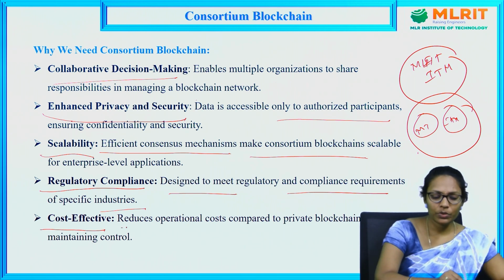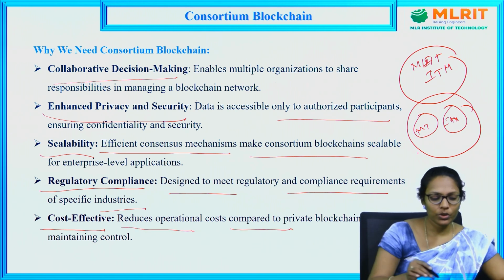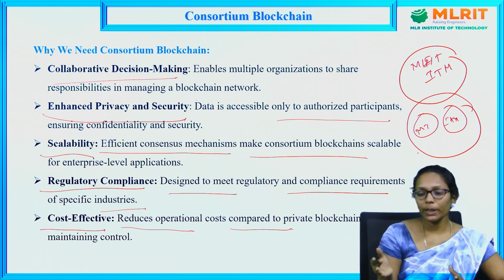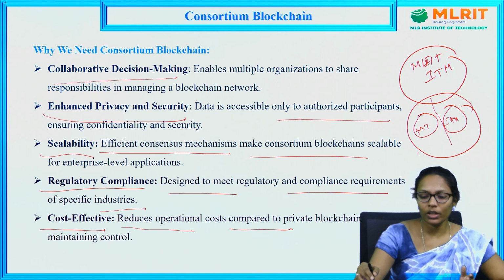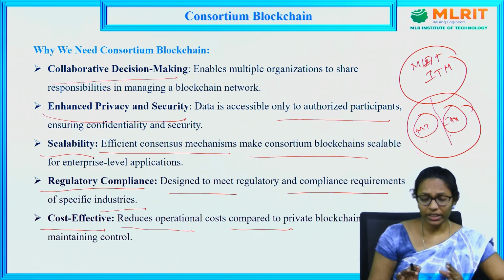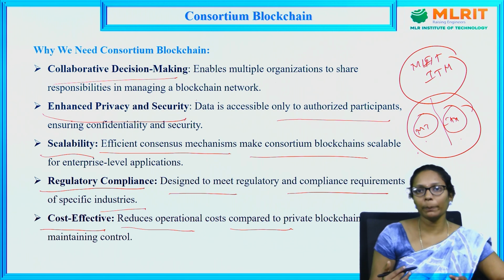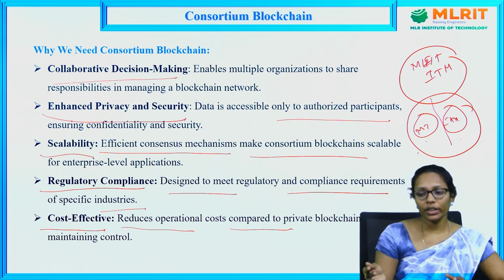Cost effective. It reduces operational cost compared to private blockchain while maintaining control. Of course, the cost will also be shared by multiple organizations involved in this consortium. If two colleges are involved, they will share this cost. If it is a private blockchain, only one college will be the monitor, only one college will be the central authority, and they are going to bear the complete cost. Whereas in a consortium, a set of organizations will group together, so that the cost will also be shared.